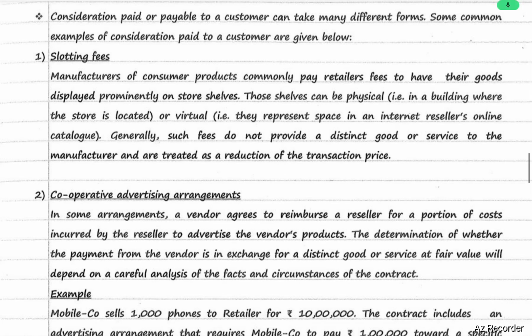Slotting fees. Those shelves can be physical, that is, in a building where the store is located, or virtual, that is, they represent space in an internet reseller's online catalog. Generally, such fees do not provide a distinct goods or services to the manufacturer and are treated as a reduction of the transaction price. So slotting fees paid to the customer will be reduced from the transaction price.